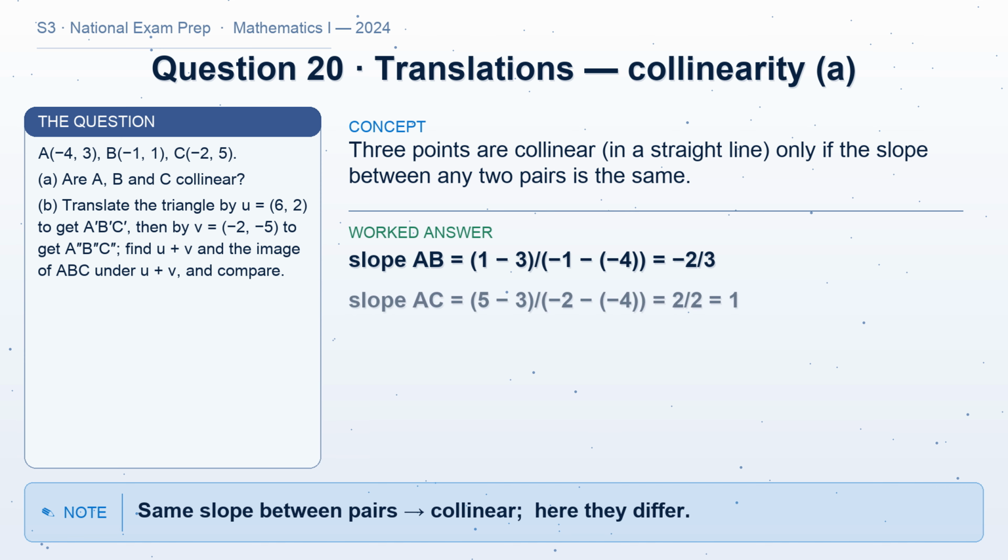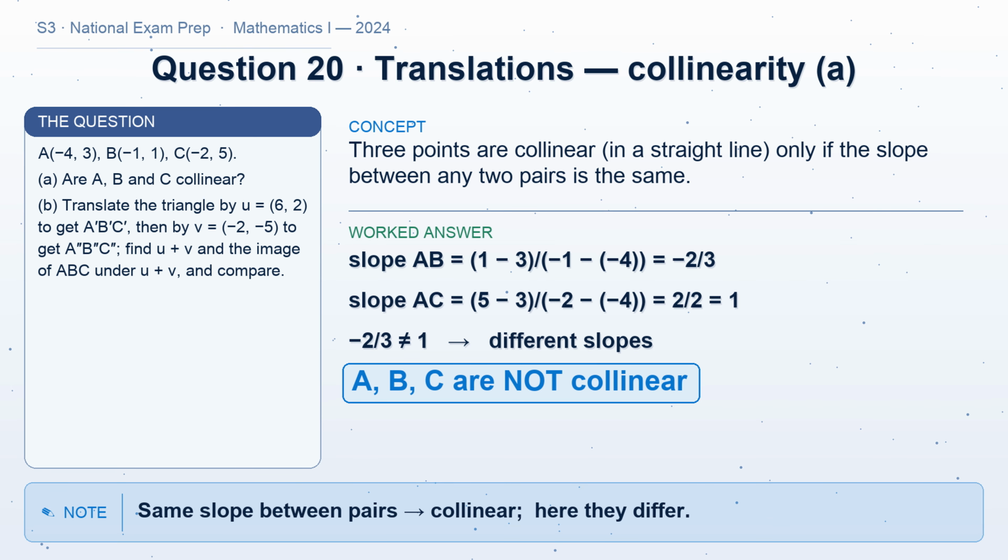The slope from A to B is 1 minus 3 over -1 plus 4, which is -2 over 3. The slope from A to C is 5 minus 3 over -2 plus 4, which is 2 over 2, that is 1. Minus 2/3 is not equal to 1, so the slopes differ. Therefore, A, B, and C are not collinear.